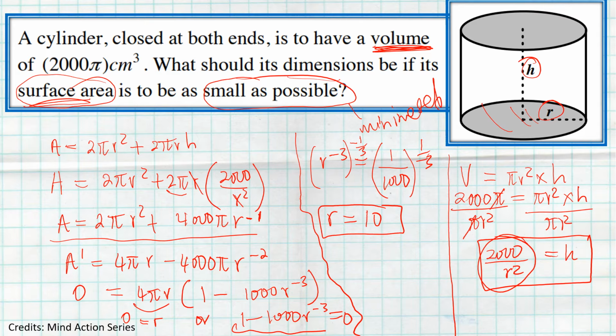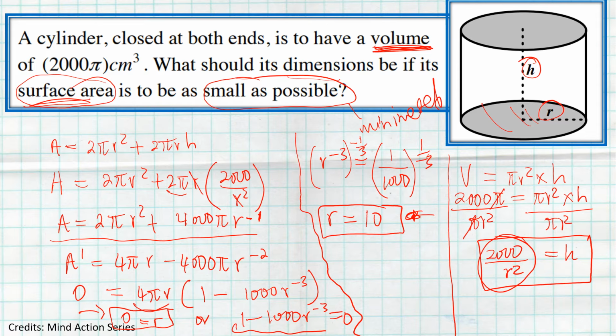Okay, so between r equals 0 and r equals 10, which one can make this surface area as small as possible? Because now we got two answers. Obviously, r equals 0, we can't really say it's a dimension because 0 stands for nothing, right? Meaning the correct answer will be r equals to what? r equals 10. Now, they want the dimension.